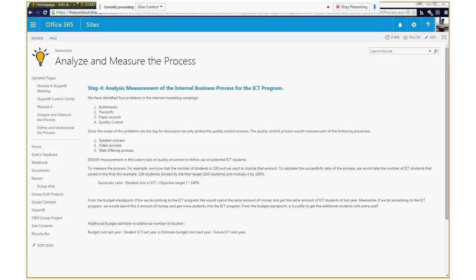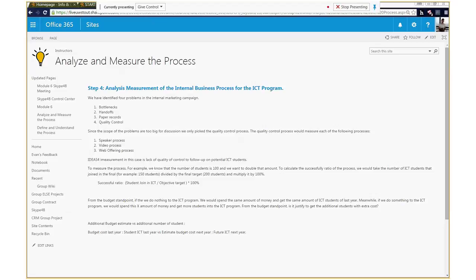Because if you say there's a bottleneck, it's like, okay, so what is it? So you say what it is. Anyways, that's my first feedback. So you've got those one, two, three, and four, and I wouldn't disagree with you at all. Those would be four problems with the internal marketing campaign for the ICT program. They just need to be defined.